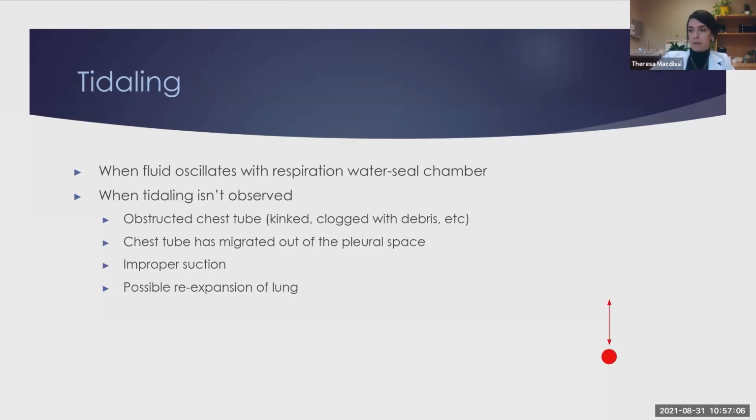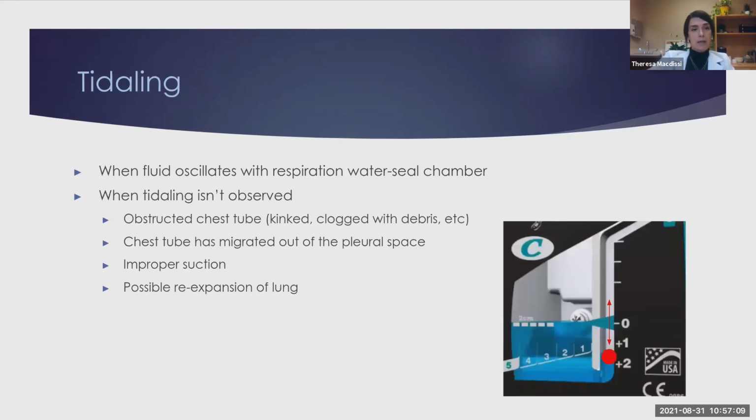As I was just explaining, you hear people talk about tidaling. That means when the float ball is going up and down with inspiration and expiration in the water seal chamber. It's that red ball there on the image off to the left. When tidaling isn't observed, then you need to start looking for reasons for why that is. Could the chest tube be obstructed? Is it kinked? Is it clogged with debris? Has maybe the chest tube migrated out of the pleural space and then it's not being exposed to any of those intrapleural changes anymore?